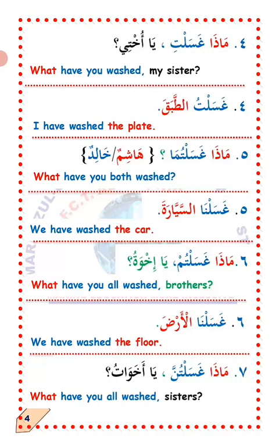ماذا غسلتما؟ What have you both washed? Now the answer. غسلنا سيارة. Remember how to stop on round ta at the end of a word in Arabic. So you turn it to ha with sukun for stopping on it. سيارة. غسلنا سيارة. So we have washed the car.